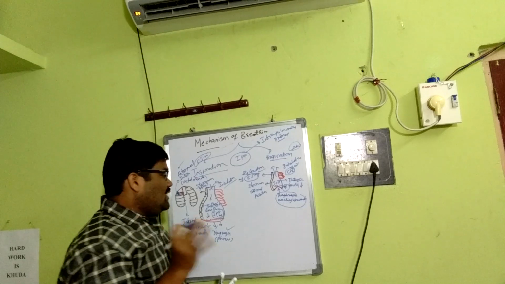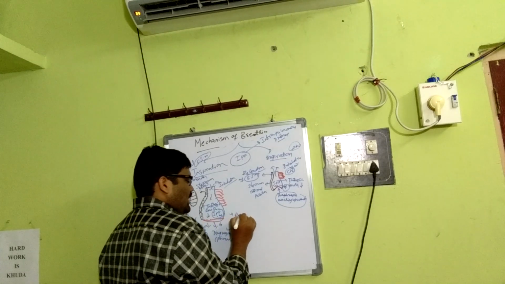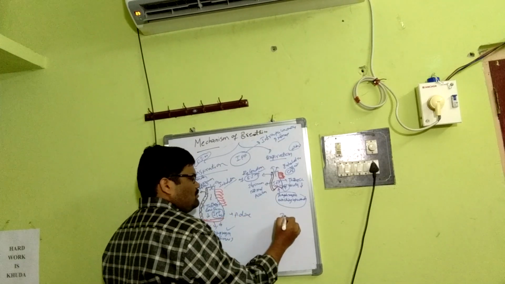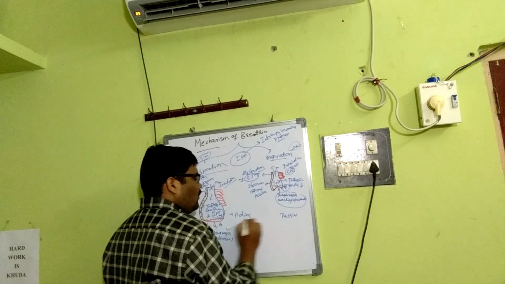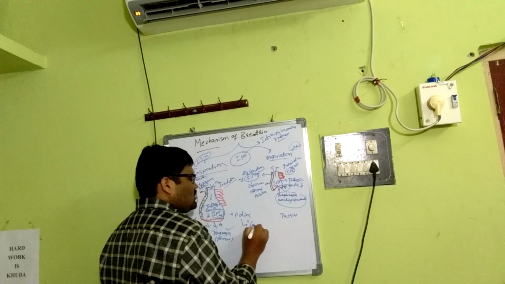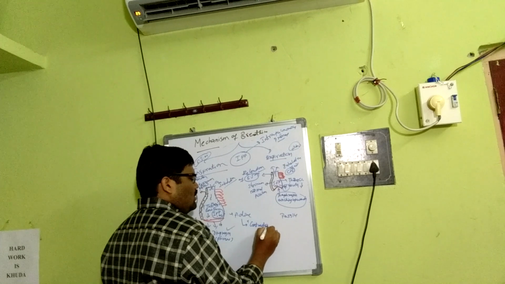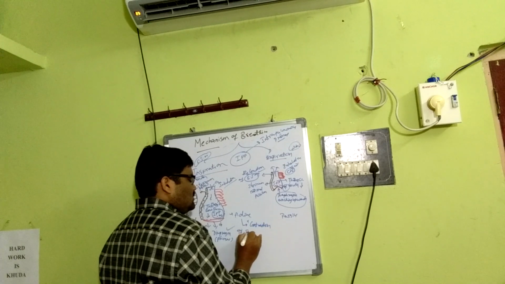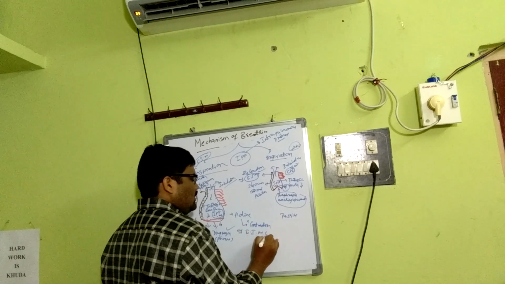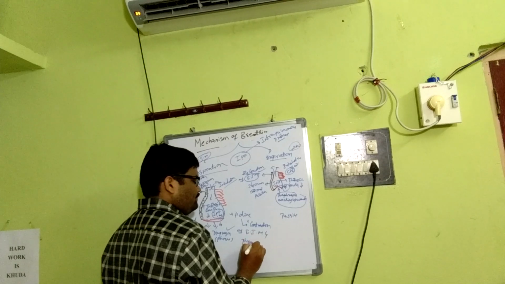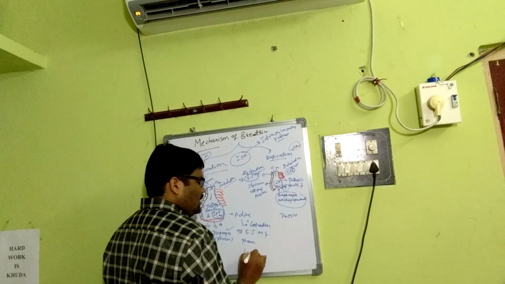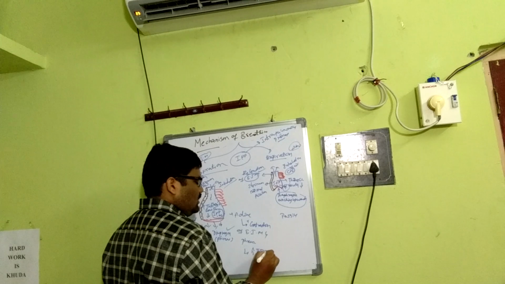The most important fundamental difference is that inspiration is an active process. Expiration is a passive process. Why is it active? Because it involves contraction of the external intercostal muscles and phrenic muscles. Here it involves an increase in thoracic volume.